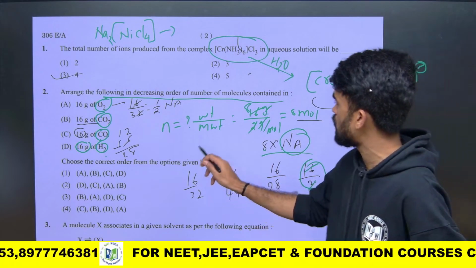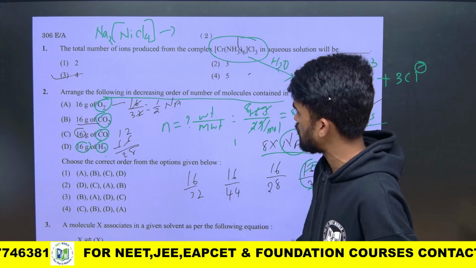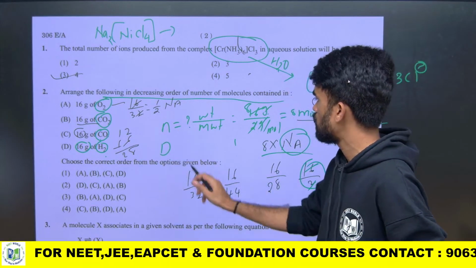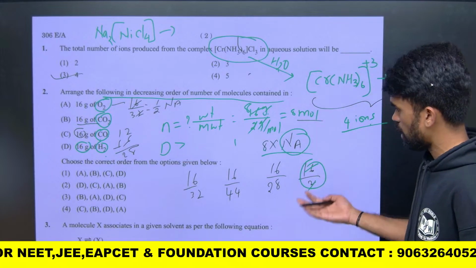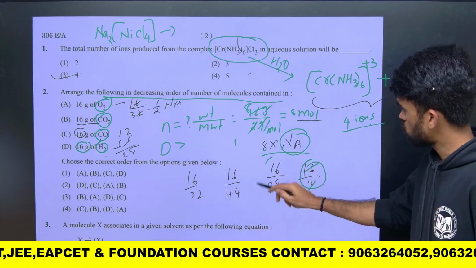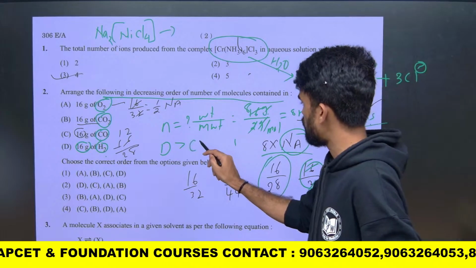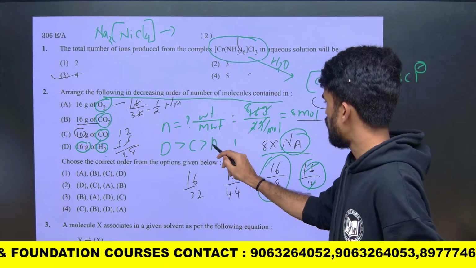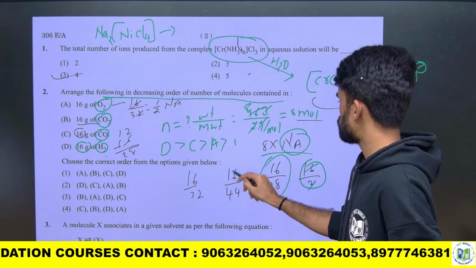So it means D is having the maximum, they are saying decreasing order now. So maximum is for D, and then next, which is the large number here? So this is the large number. So D, C I am writing, and the next A, and least is this one, B.